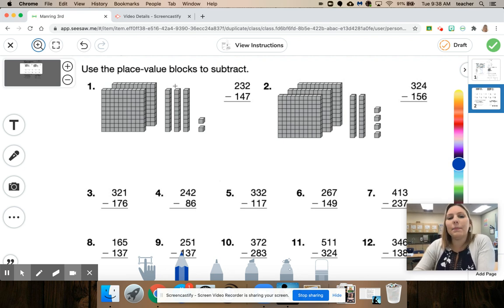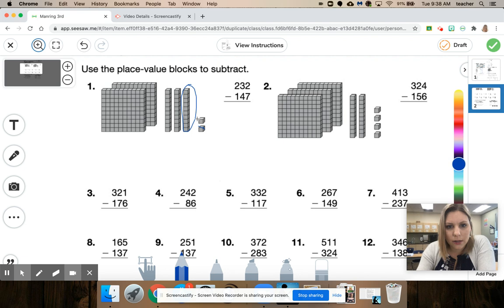So let's look at number 1. It gives you these place value blocks to help you subtract. So we have 232 minus 147. It shows us 232 in our place value blocks. 200, 30, 2. So if I have 2, I can't take away 7. I'm going to have to borrow from this 10 stick right here.